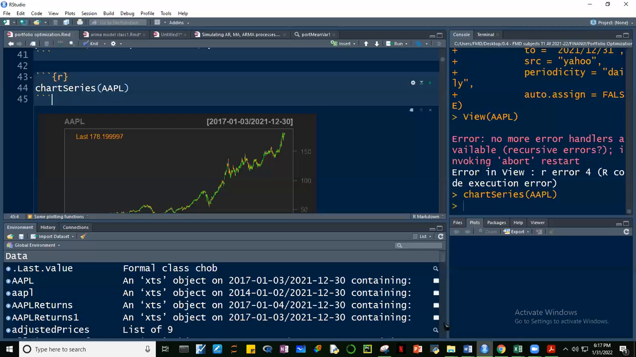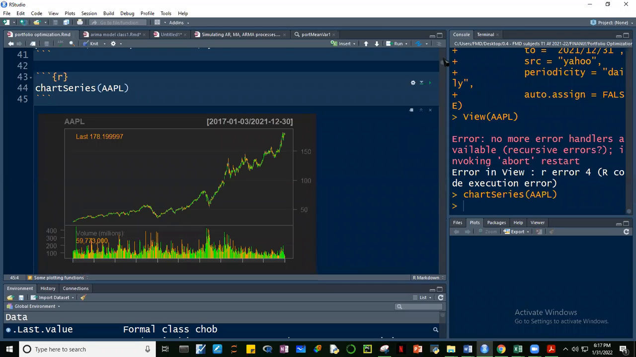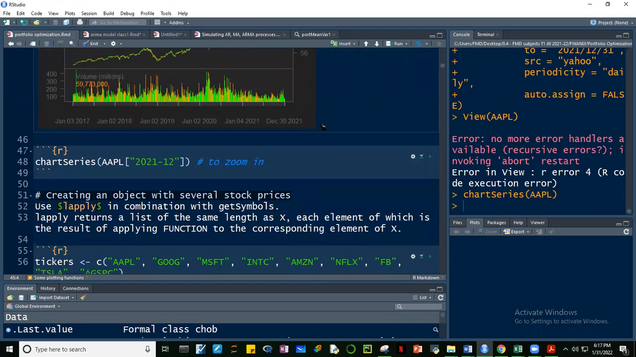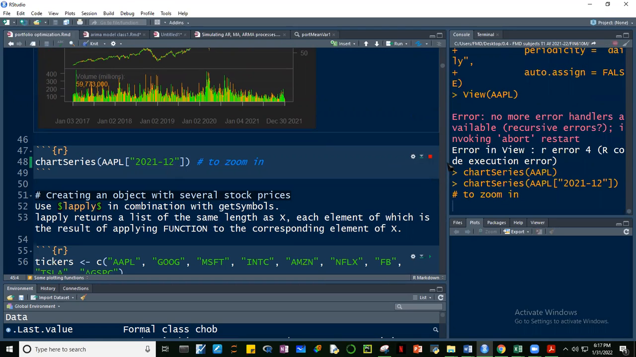Baka andyan na yung chart. Ayan, guys, yun na yun. It's already there. Okay, so if you can see, guys, ayan, no? Much better than the Yahoo chart. So this is the volume, and these are the charts. Hindi lang masyado makita, pero pag i-zoom natin, for example, ito, si Apple, i-zoom lang natin ng December lang of 2021. Okay, let me plot that.